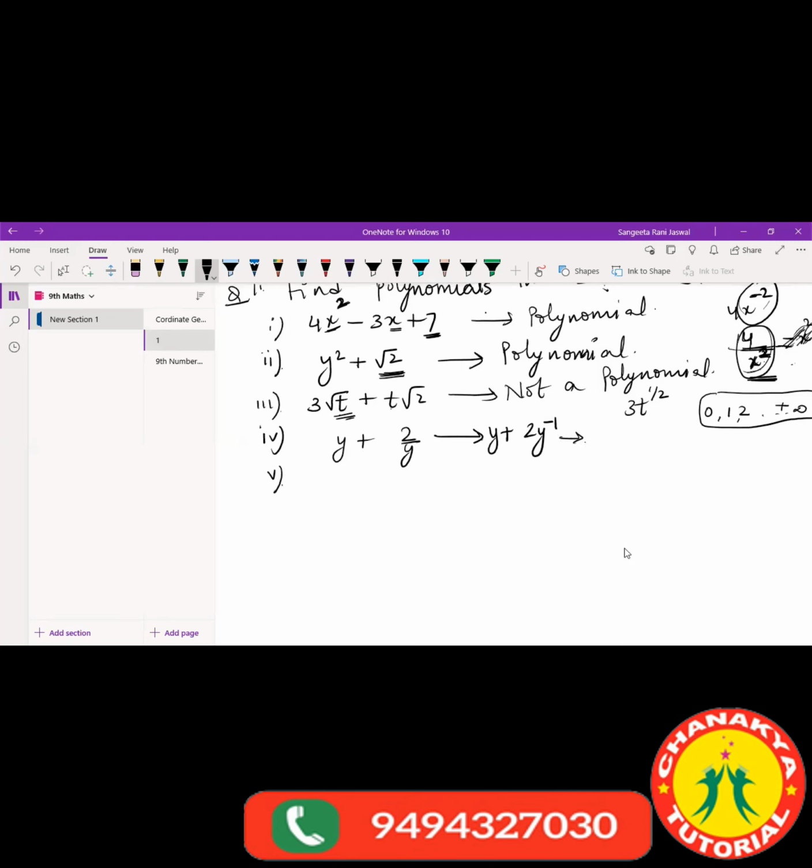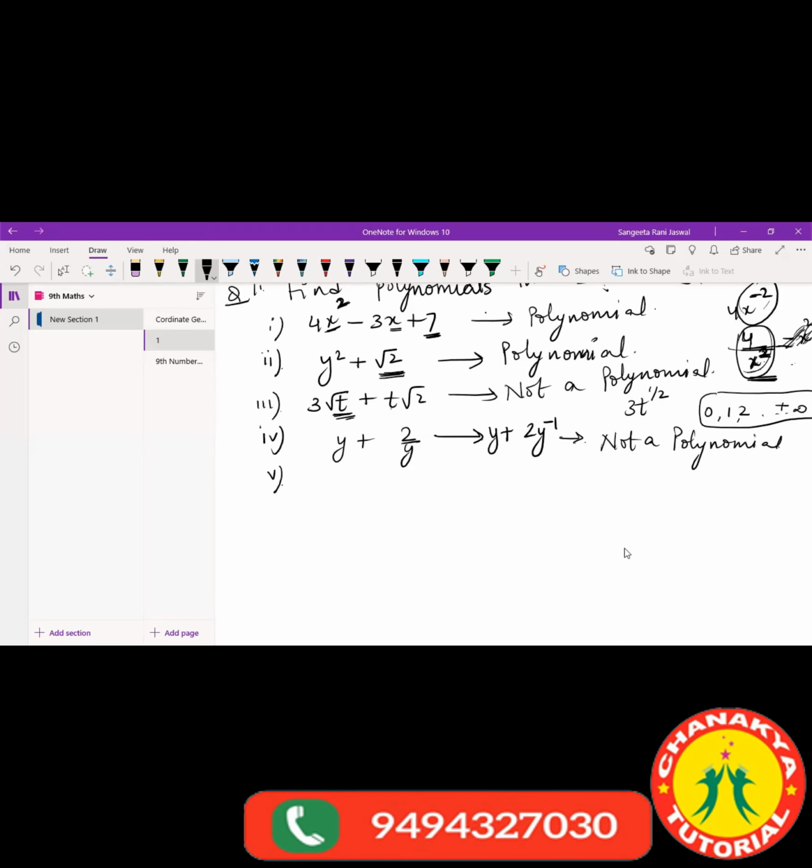Yeah, ma'am. So we don't take it as a polynomial. You can write not a polynomial, and your reason can be because the power of y is not a whole number. Like in the previous one, the power of the variable was not a whole number. So same is the case here. Not a polynomial.